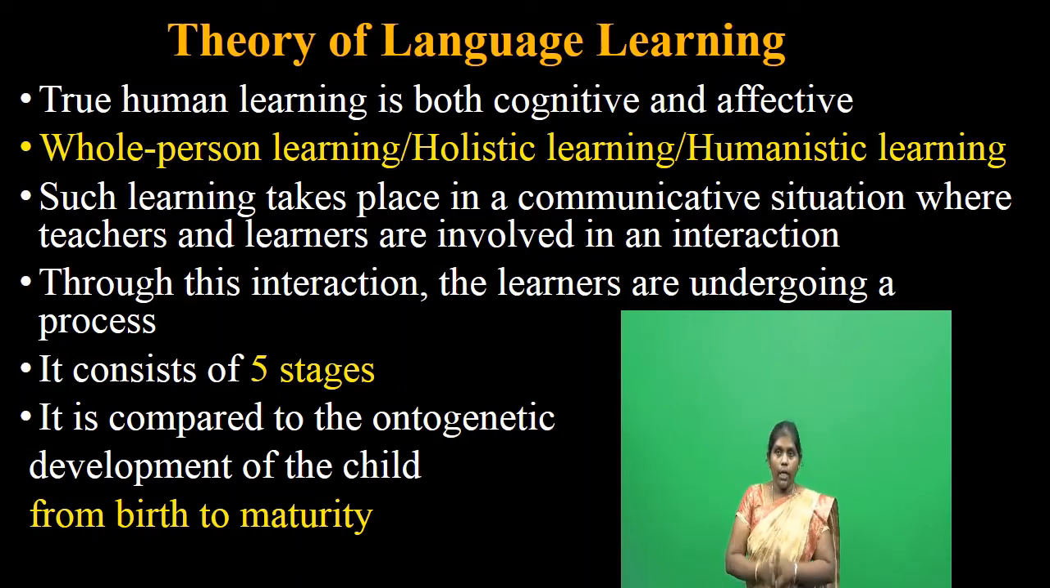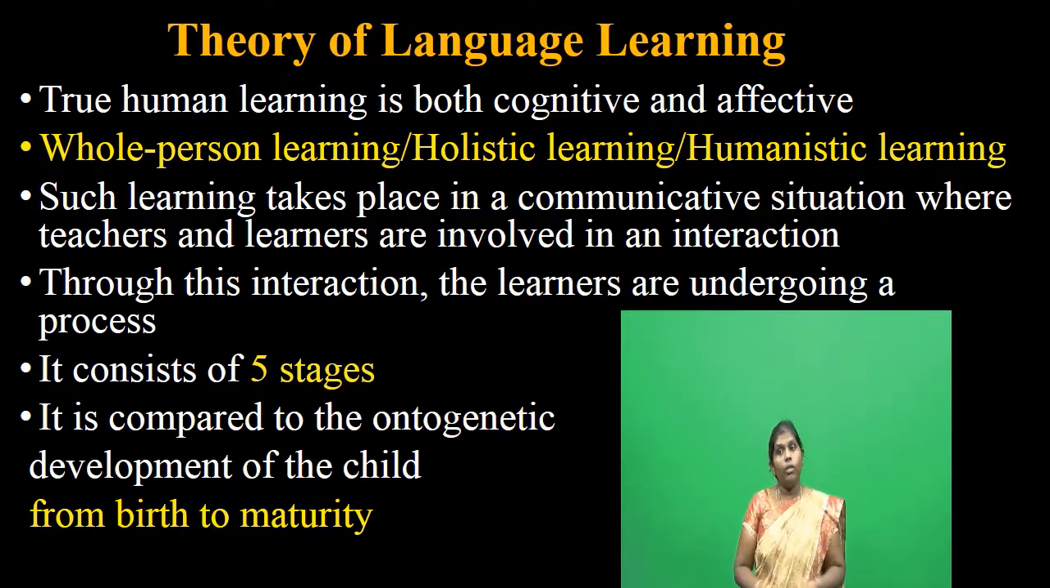So what kind of learning are we insisting on in CLL? That is whole person learning. It is also called holistic learning, and it is also termed humanistic learning. So what do you mean by whole person? You are giving the knowledge, the stuff, to your mind, as well as the stuff for the development of the human personality. So the learning takes place in the communicative situation where the teachers and learners are involved in an interaction.